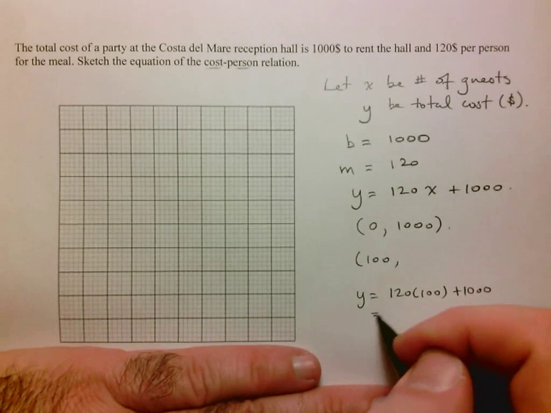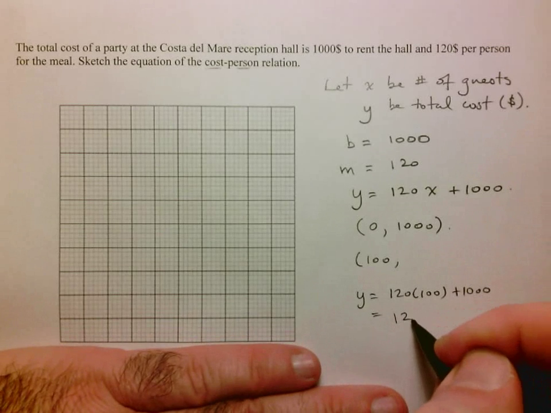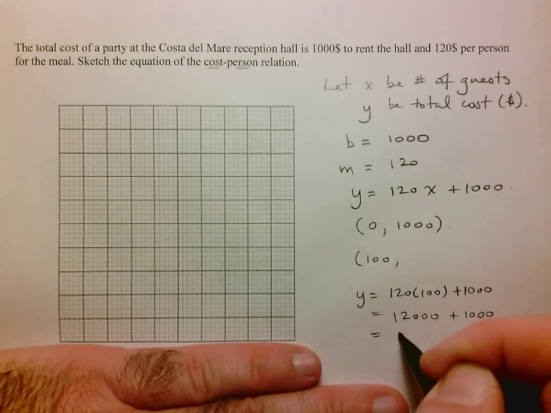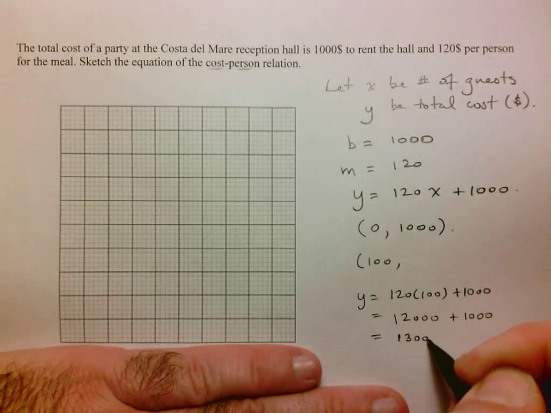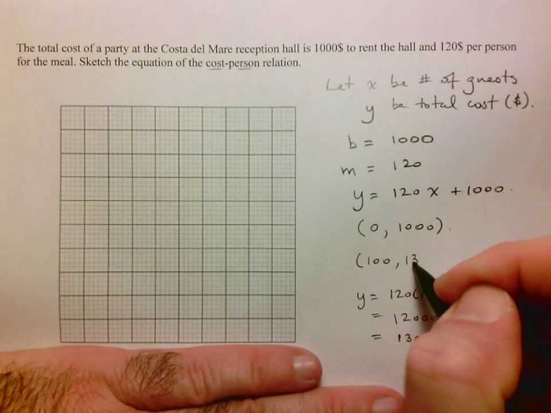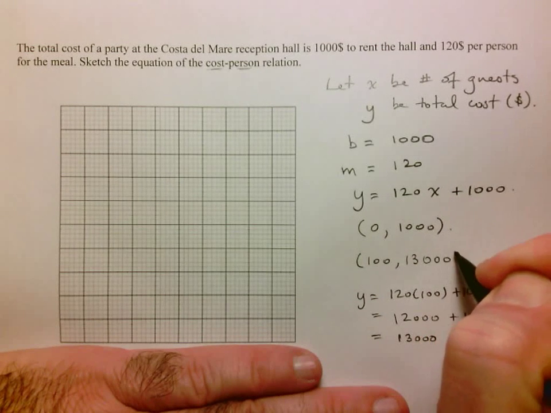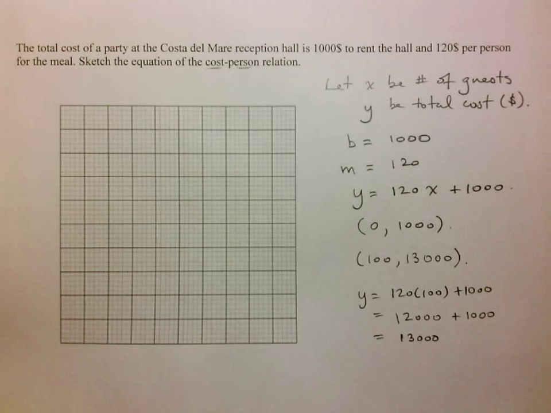Okay, so 120 times 100, that would be 12,000, plus my initial value of 1,000 would be $13,000. Okay, so when x is equal to 100, the y value is equal to 13,000. Okay, and these are the 2 points I'm going to use to sketch my graph.